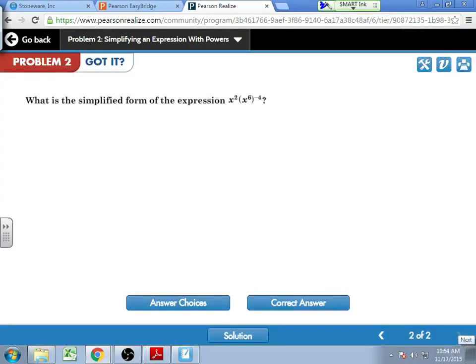Try this. What is your final answer using positive exponents?